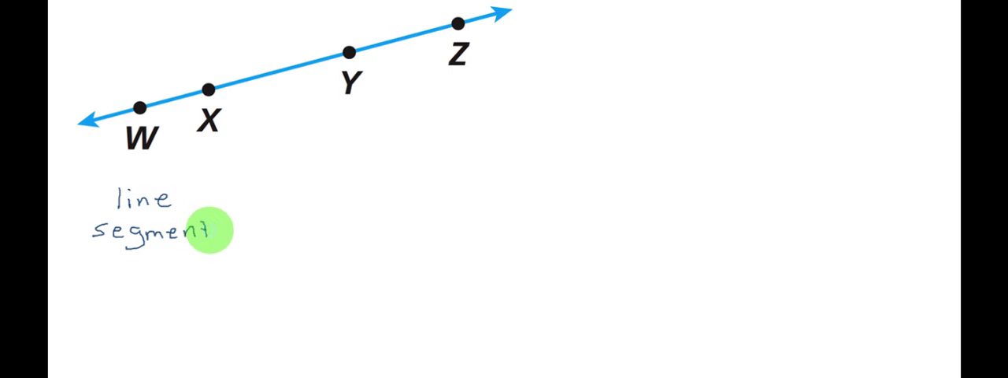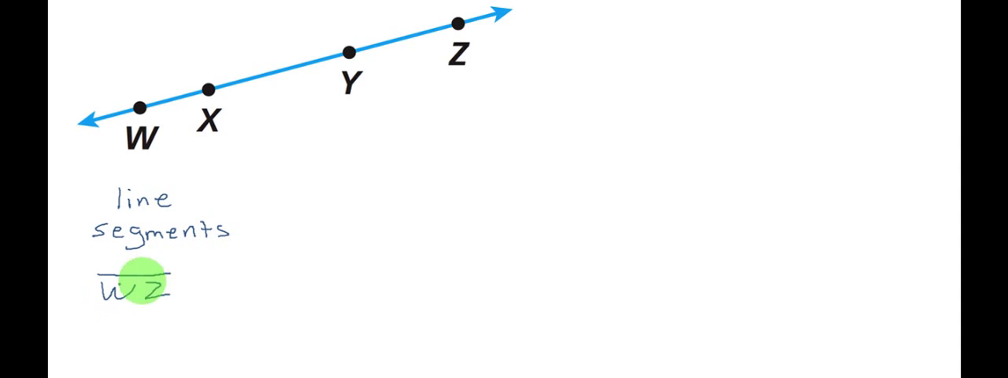Now, I remember that line segments have a starting and stopping point. So if I were to start at point W, I would move along the line until I hit a stopping point. Well, there's a stopping point at X, a stopping point at Y, or a stopping point at Z. Let's go ahead and just create a line segment WZ. And I'd put a bar over those without any arrows, indicating I have a starting point at W and a stopping point at point Z. Cool stuff.